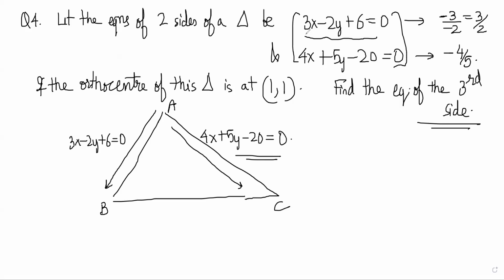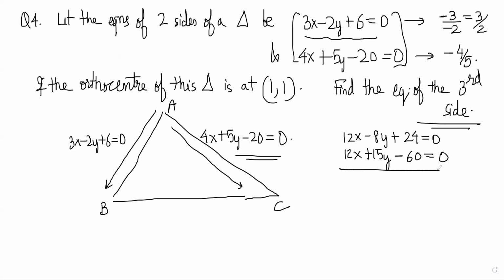So how do I solve these equations? I can multiply the first equation by 4. I'll get 12x minus 8y plus 24 is 0. And I can multiply the second equation by 3. So 12x plus 15y minus 60 is 0. And then subtract it, you get basically minus 23y plus 84 is 0, right? So you're getting y is equal to 84 by 23. That is the y coordinate of this point. It's a weird coordinate. The x coordinate will also come really horrible, I think. But we'll anyway have to find it.